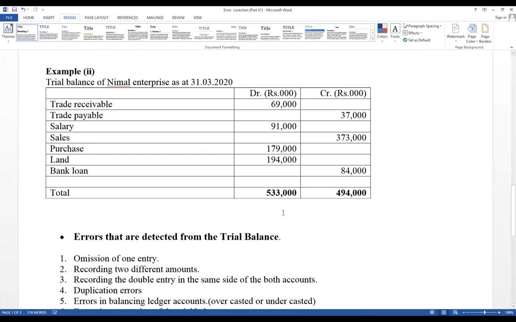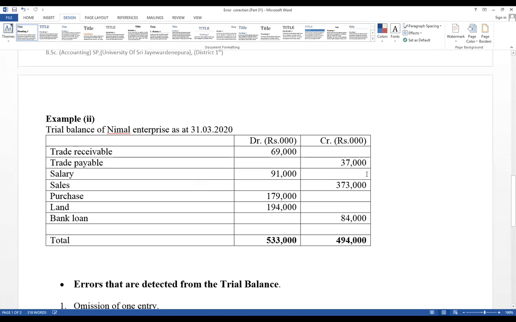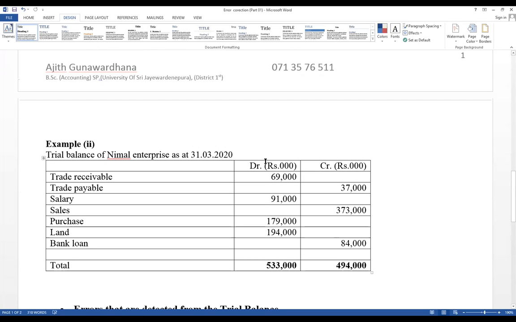But think about this one. In this example, the trial balance is not equal.